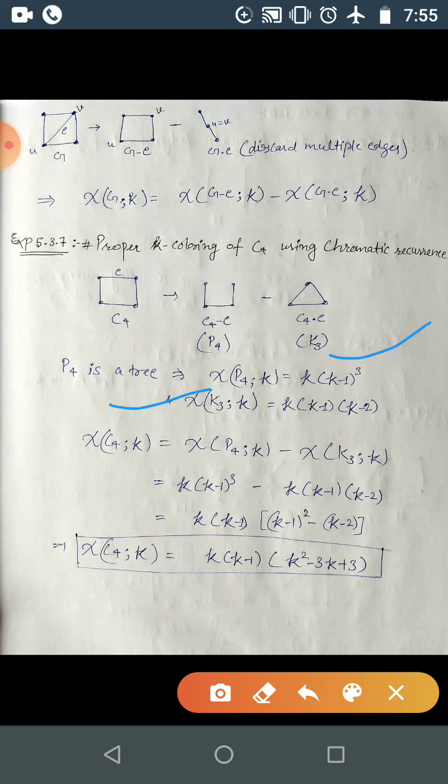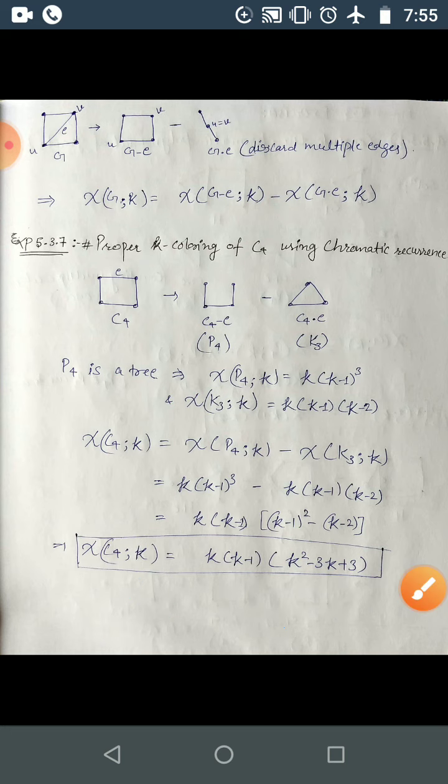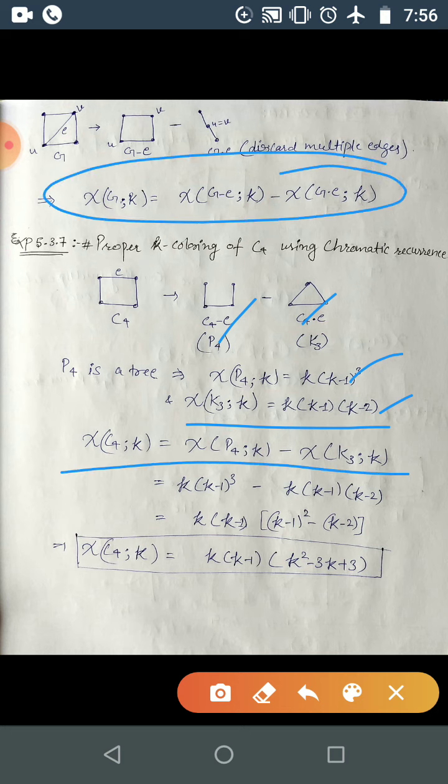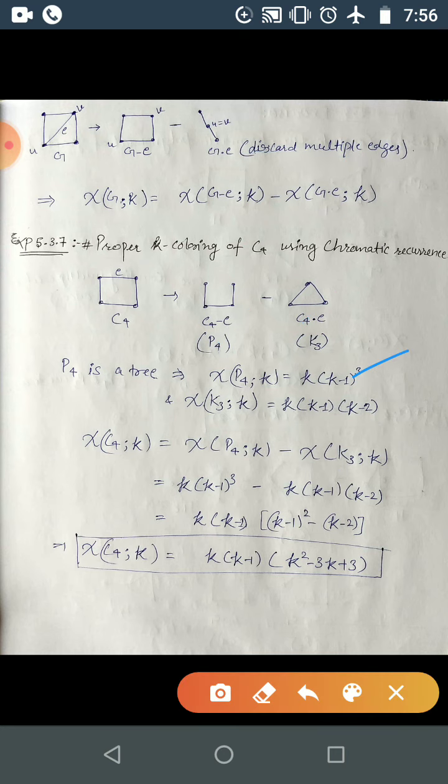And what about K3? In Kn, the chromatic polynomial is given by K into K minus 1 into K minus 2 and so on up to K minus n plus 1. So here the same result I am just applying. So these two results we have done earlier. So just put them here and here in this formula. By using this formula, we got this one, correct? So just put this formula and this result here and here.